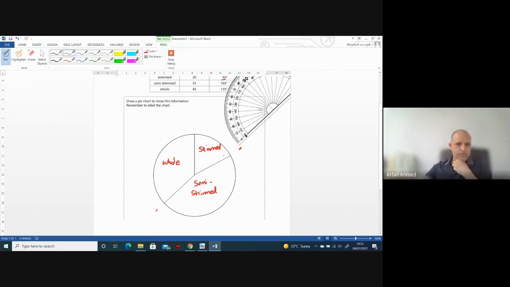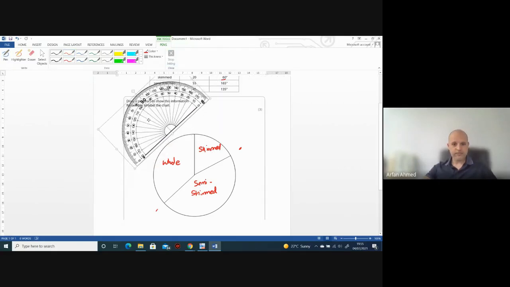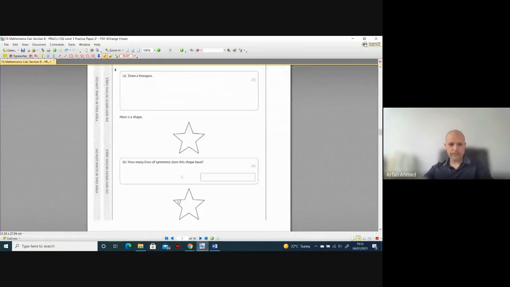If you're not sure, just print out the worksheet for pie charts. It's on my Padlet website. You can get them on there. If you want to practice these, it's just a matter of practicing really, because it is dead fiddly. I'll be honest with you. Yeah, that's that one done. 3 marks for that. Let's move on.